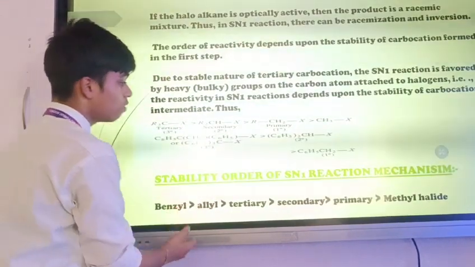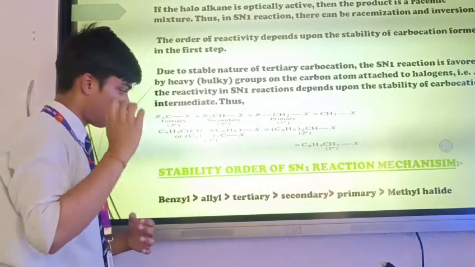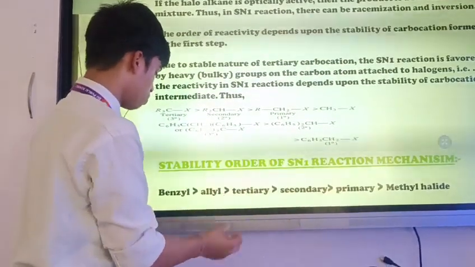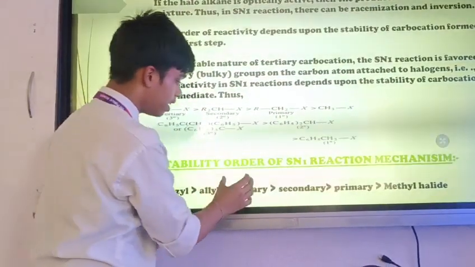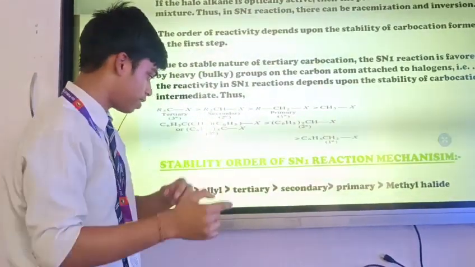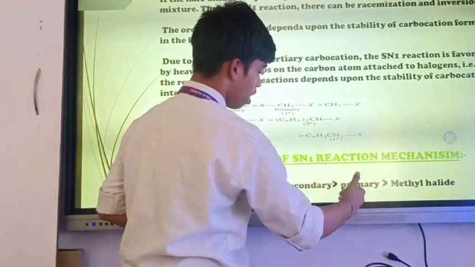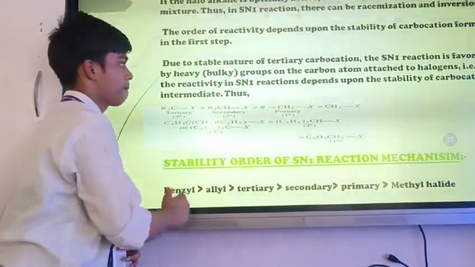Then the stability order of the SN1 reaction mechanism. First comes benzyl, which is the heaviest group. Then comes allyl. Then tertiary, which is attached with three methyl groups. Then comes secondary, and after that primary and methyl halides.